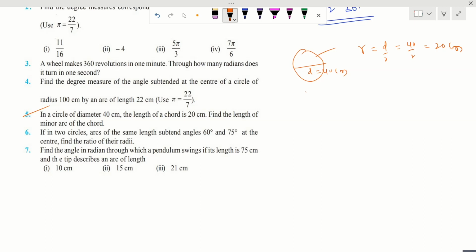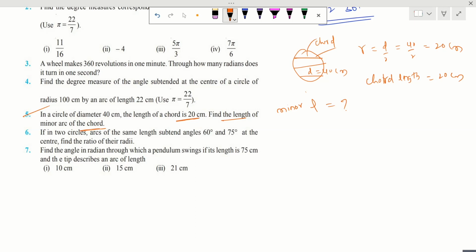And here in the fifth problem, a chord is given, 20 centimeter. Chord means what? In this circle, if you draw a line like this, this is a chord, and if you draw like this, this is also called a chord. So the chord length is given, 20 centimeter. We need to find the length of the minor arc of the chord.